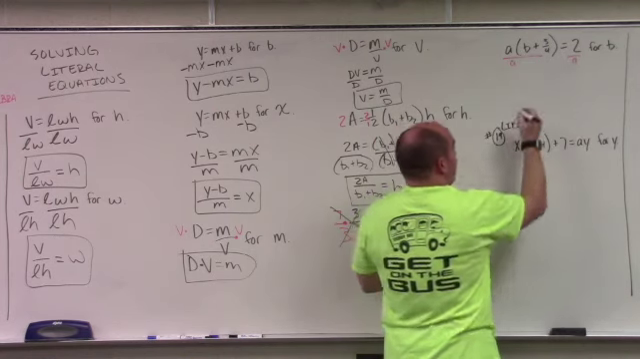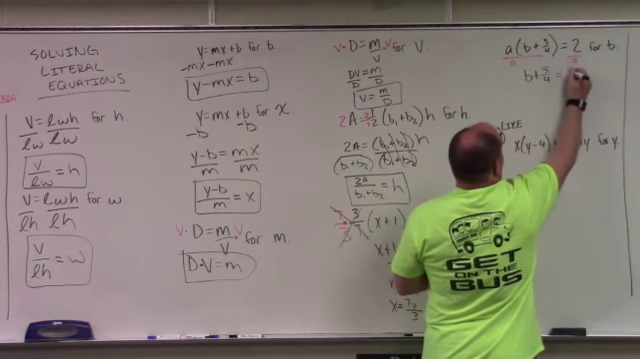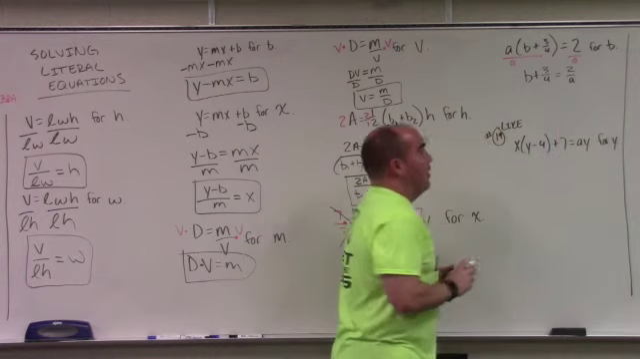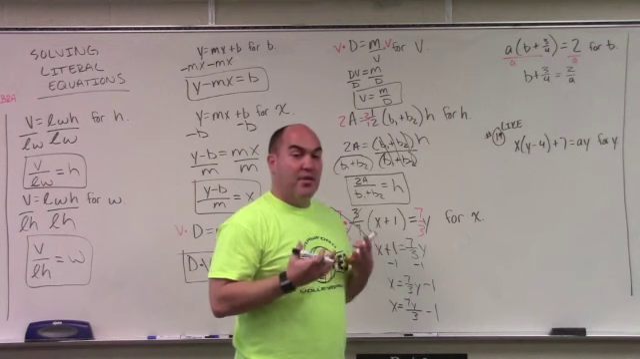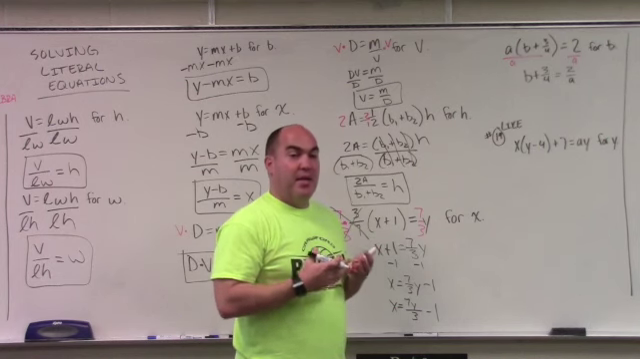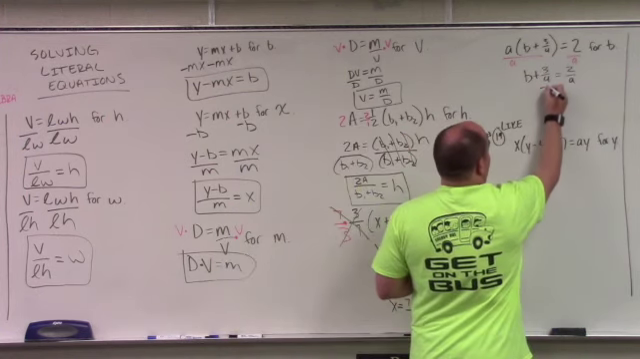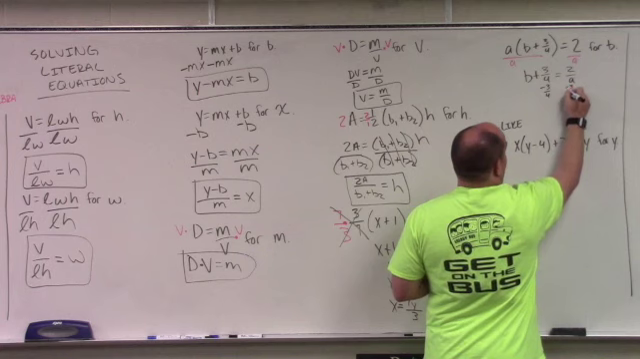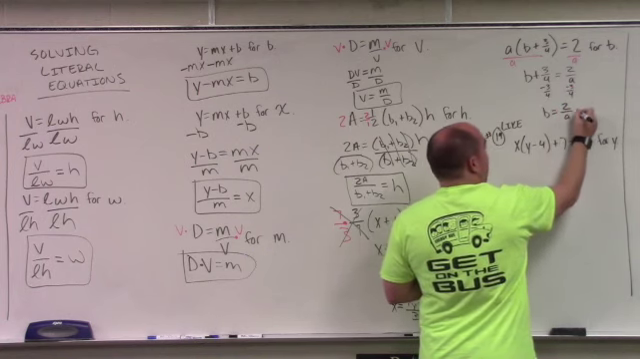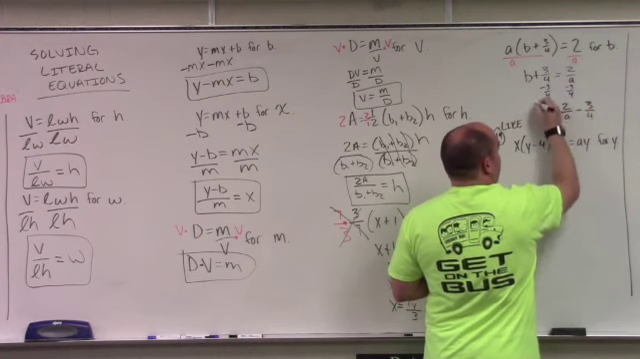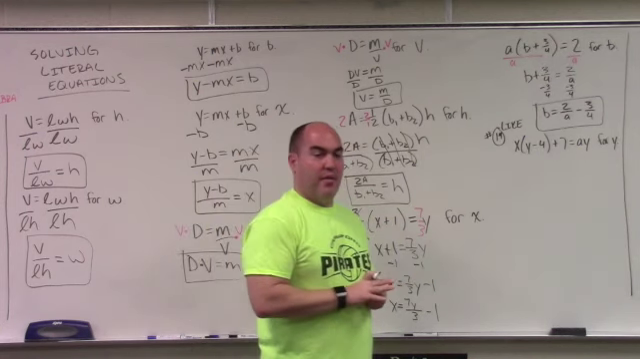Alright? And so now I have b plus 3/4 equals 2 over a. Now, I've got b plus 3/4. So if I want to get the b by itself, the opposite of plus 3/4 is to subtract the 3/4. So I subtract it, and now I have b equals 2 over a minus 3/4.